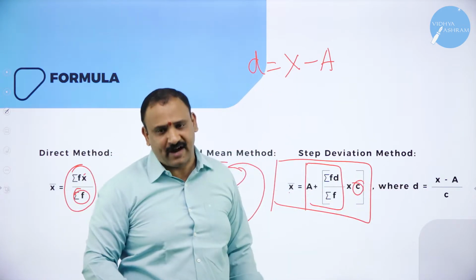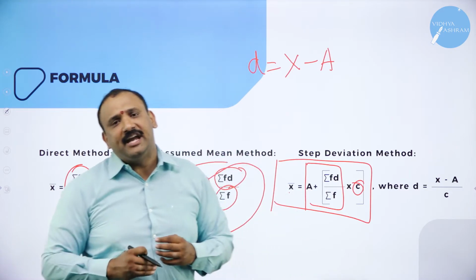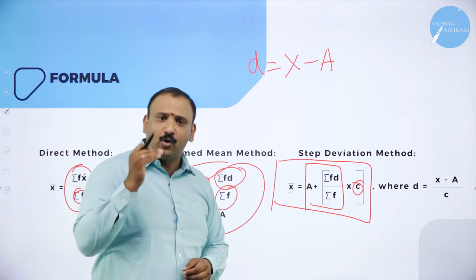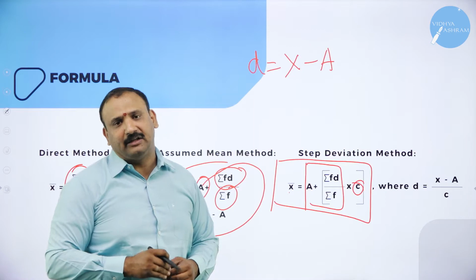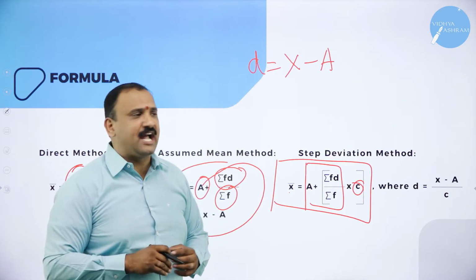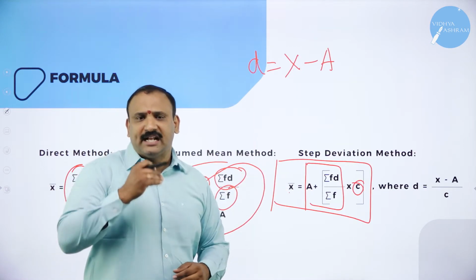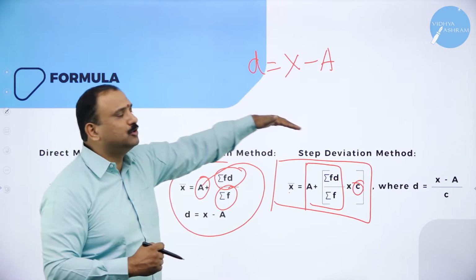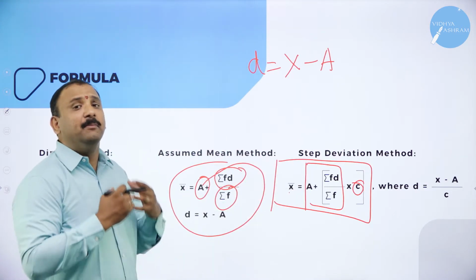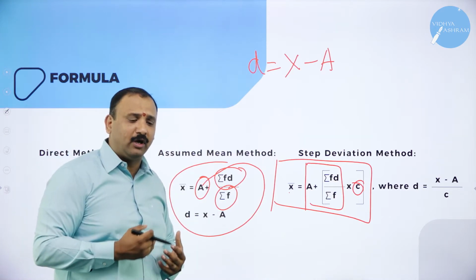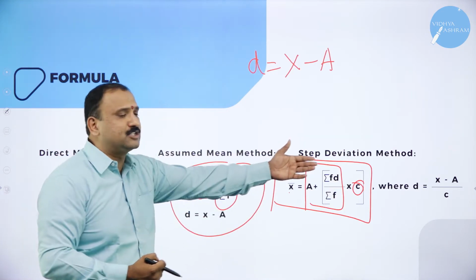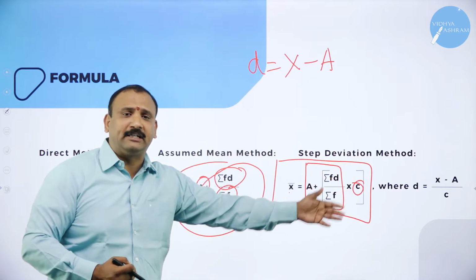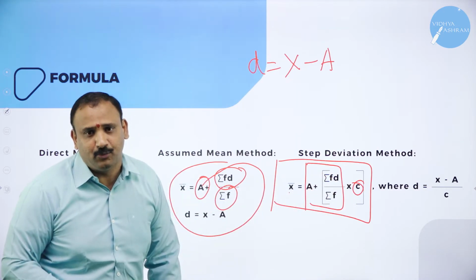That is the common factor. So the number of deviations you are getting, you are going to divide it by the common factor in order to understand the final value here. That is the only change that you're going to see in the step deviation method compared to the assumed mean method, because the number of values that are involved is going to be divided by that common factor in order to arrive at a particular value.